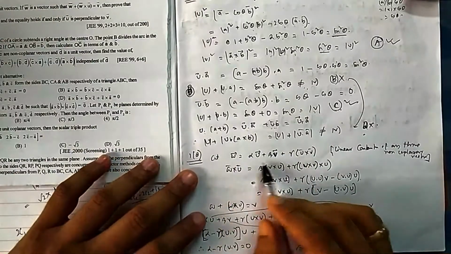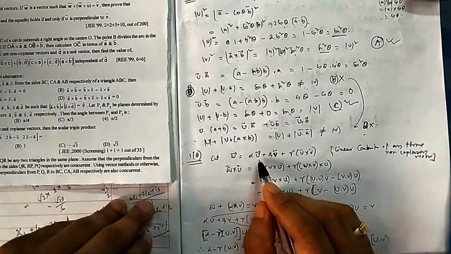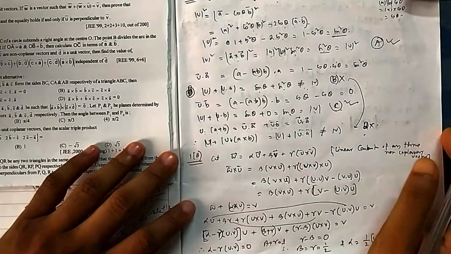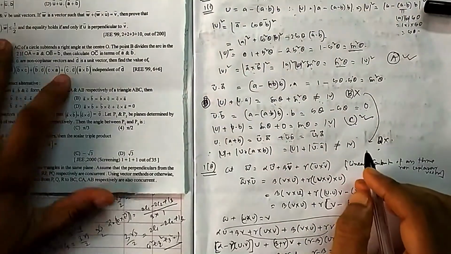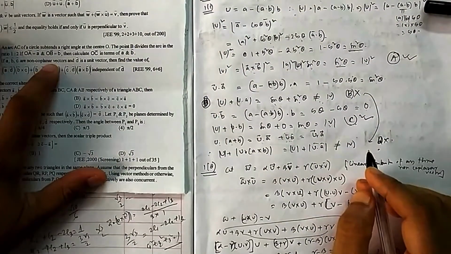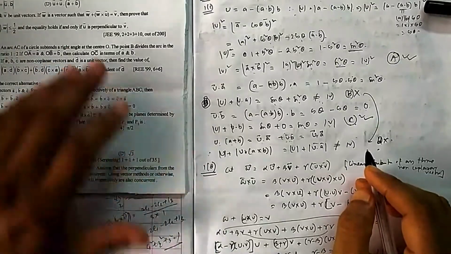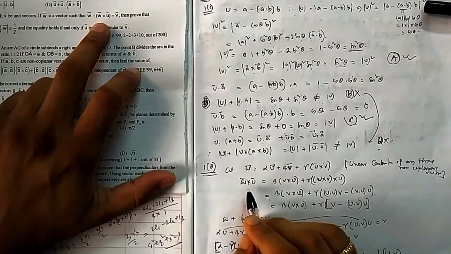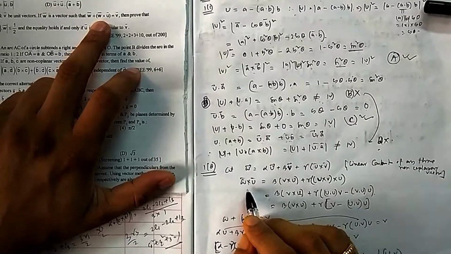You will always take w as a linear combination of three non-coplanar vectors. What are these vectors? u, v and u cross v. Because we need to find this one, u cross v dot w. And also this is given to you. So let's find this one. From this expression we can find anything.